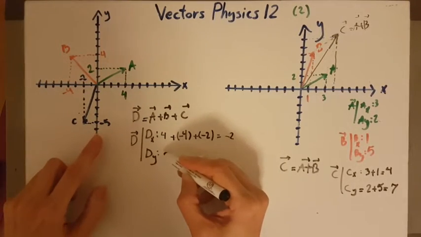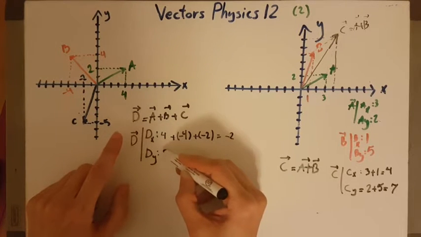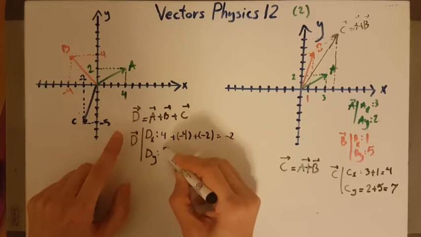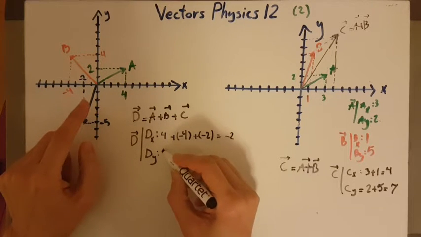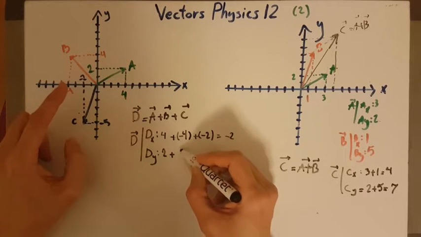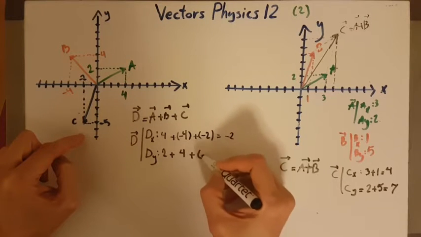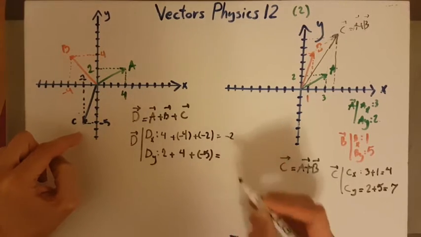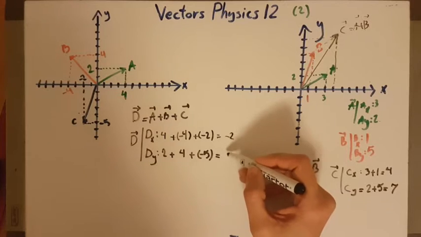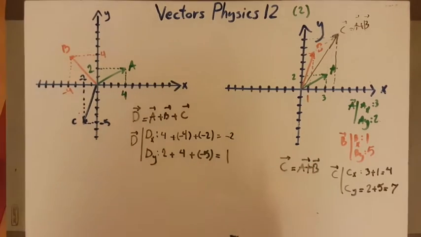And the dy is the addition of all the y's. Let's change the order this time, it doesn't matter. For the y's, I have 2, I have 4, and I have negative 5. Of course, the answer would be negative 1.